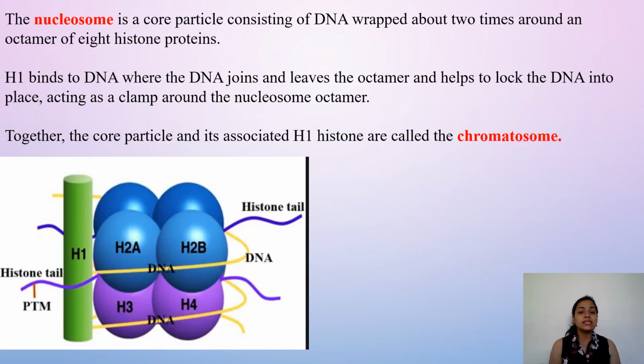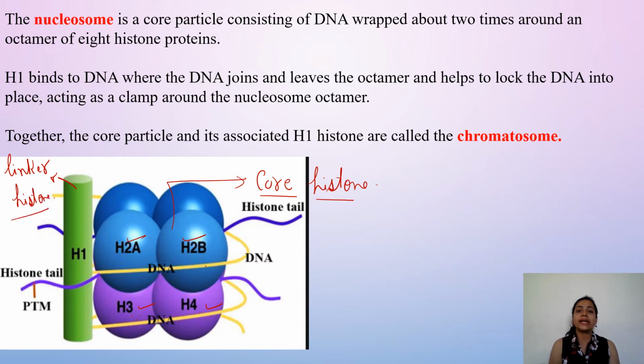Now see, diagrammatically, these are histones H2A, H2B, H3 and H4. These 4 histones are known as core histones. Remember that these 4 histones, H2A, H2B, H3 and H4, are known as core histones. Now this is the other histone, H1, and this histone is known as the linker histone. H1 is known as the linker histone. It is not directly involved in the packaging, it is just acting like a clamp.